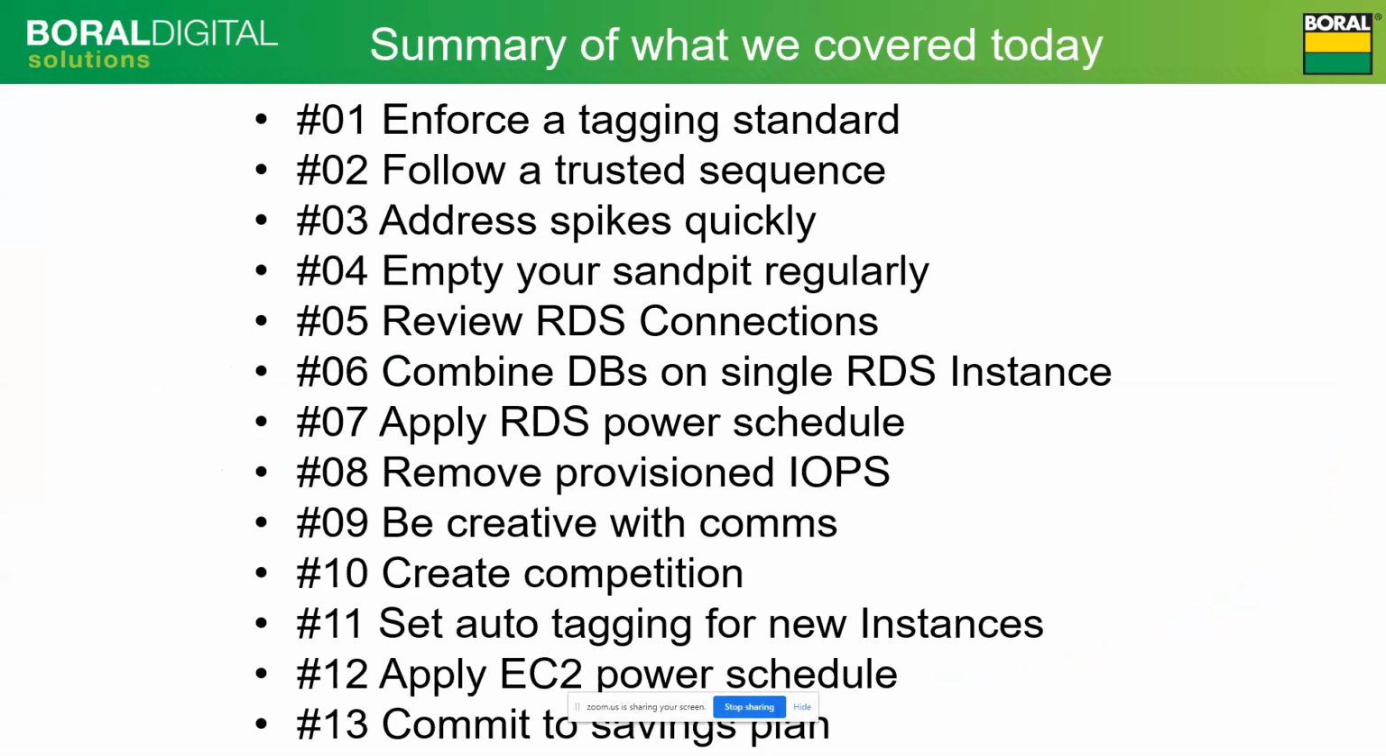So here's a summary of what we covered today. Enforce a tagging standard. Follow a trusted sequence. Address those cost spikes quickly. Empty your sandpit regularly. Review your RDS connections. That's going to help you apply the power scheduling in tip 7. Combine multiple databases onto a single RDS instance. Remove provisioned IOPS. Remember that they could be configured automatically from migration tools.